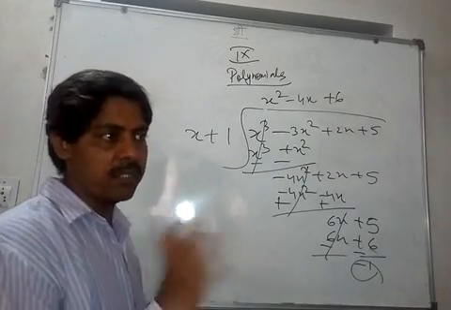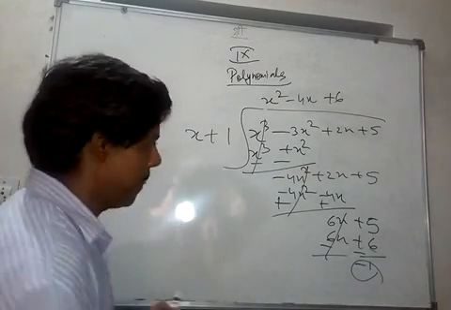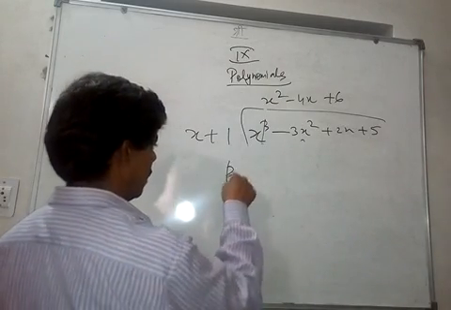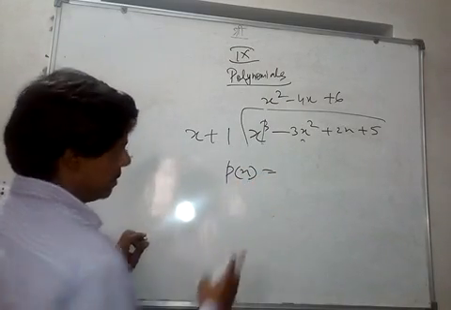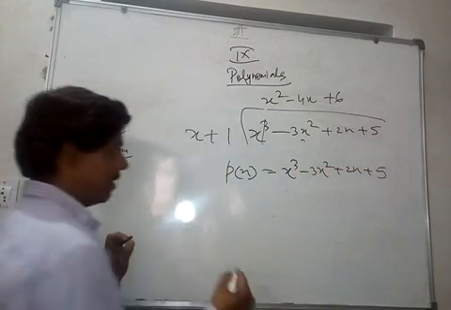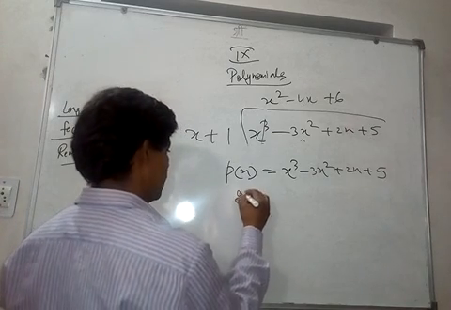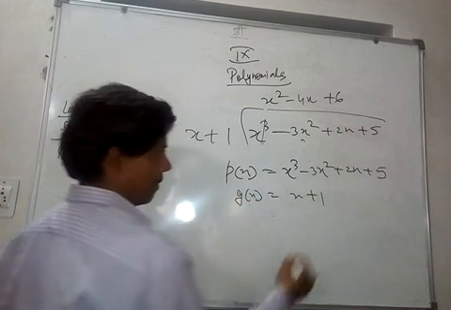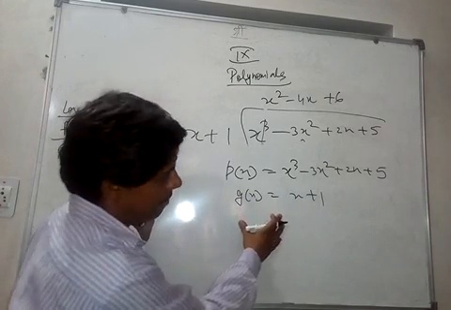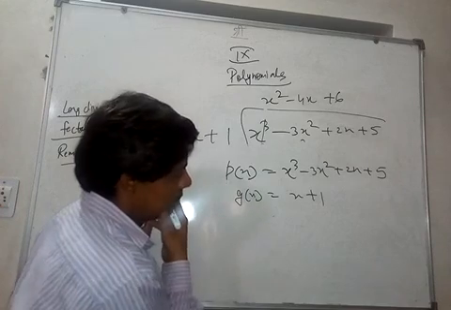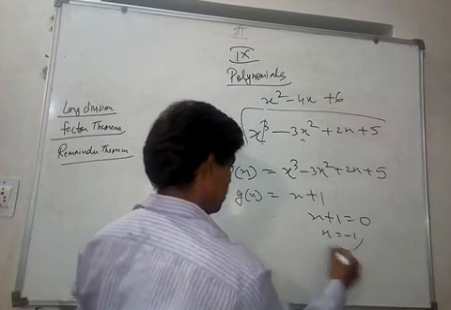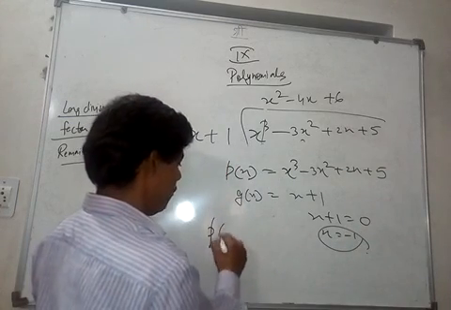Now finding the remainder without dividing, this is called the remainder theorem. So we will consider the dividend as the polynomial p of x, that is x cube minus 3x square plus 2x plus 5. The divisor is g of x. We can write g of x as x plus 1. Okay. So we are dividing this polynomial by this polynomial, and we need to find the remainder r of x. For finding that, the method says put x plus 1 equal to 0, and x is equal to minus 1. Now find p of minus 1.